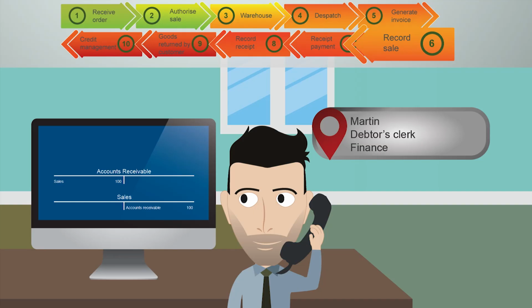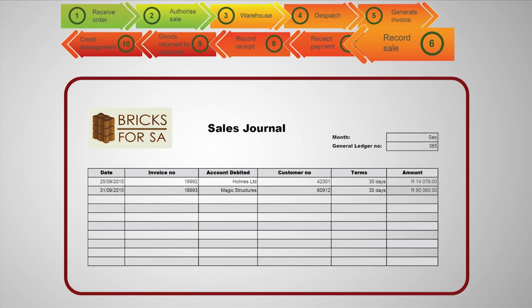As soon as the invoice is generated by the system, the accounting system automatically enters the sale into the sales journal and allocates the correct account to be posted to the general ledger and debtor's ledger. For example, if the goods cost 100 Rand and there are no VAT implications, the accounts receivable is debited with 100 Rand and the revenue account is credited with 100 Rand. The sales journal is a record of the business's sales.